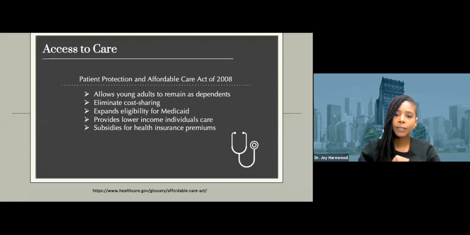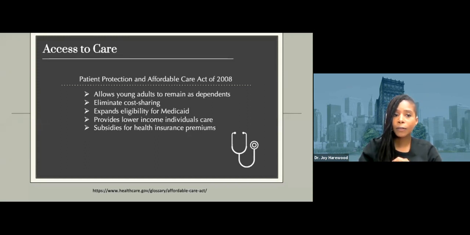This law provides consumers with subsidies or premium tax credits that lower costs for households with incomes between 100% and 400% of the federal poverty level. And that changes, but you can look up what the poverty level is. It also proposed the expansion of the Medicaid program to cover adults with income below 138% of the federal poverty level. Not all states have expanded their Medicaid programs, but it recommended that. It provided lower income individuals care, obviously, through the parameters there.